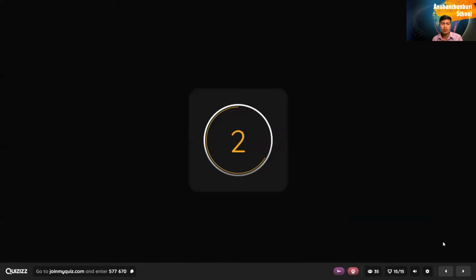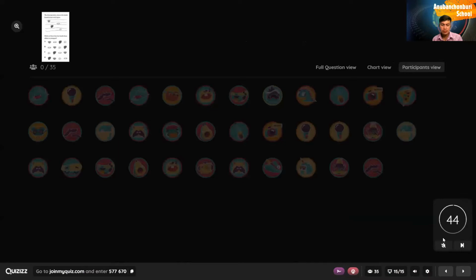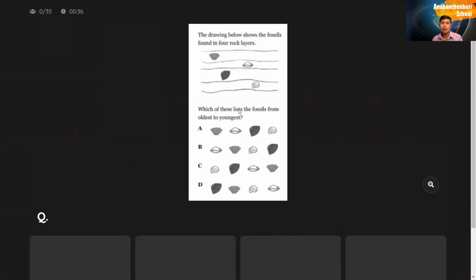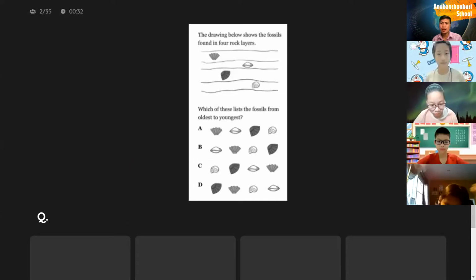Last question, boys and girls. Here's the last one. Oh, you cannot see. It's very small. Wait, let's take a look. Which of these lists the puzzles from the oldest to youngest? Take a look at the picture if you cannot see.